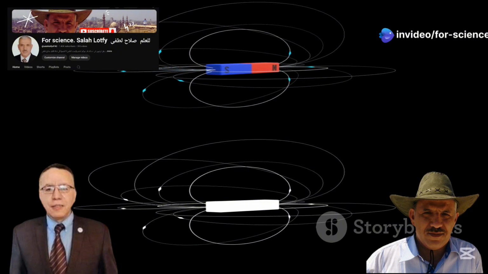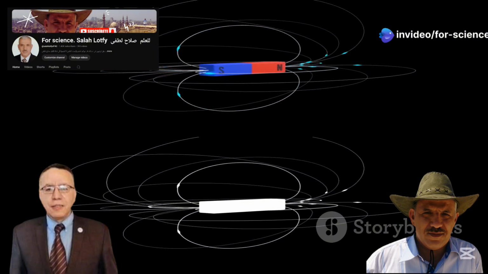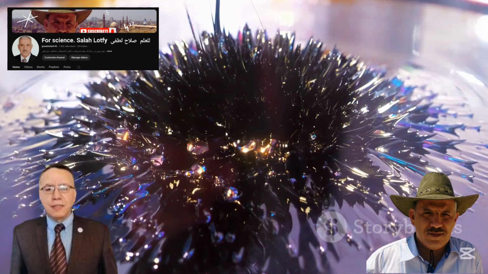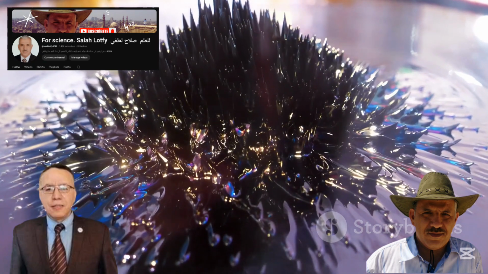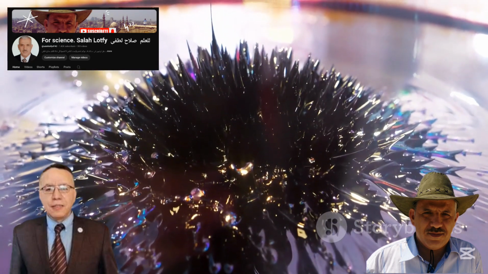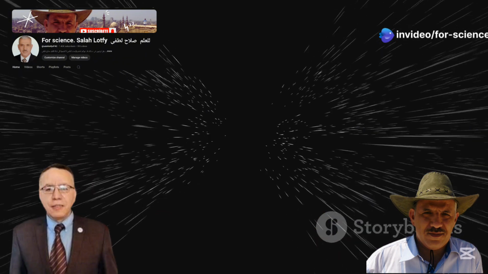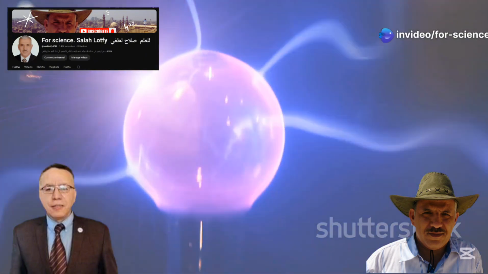The particle's pitch angle determines whether it escapes the mirror or gets trapped. If the pitch angle is small enough, the particle will be reflected back and forth between the mirror points, effectively confined within the magnetic bottle. However, if the pitch angle is too large, the particle will escape the mirror.